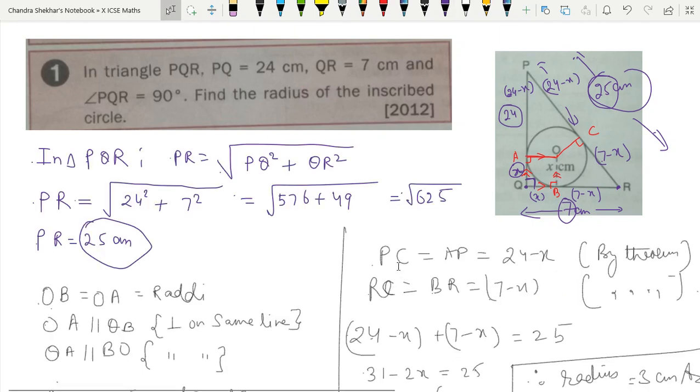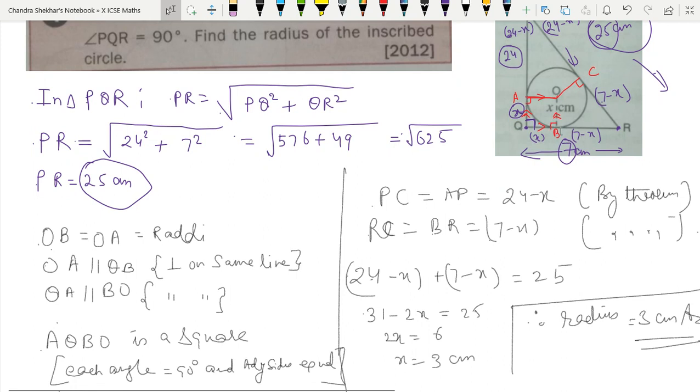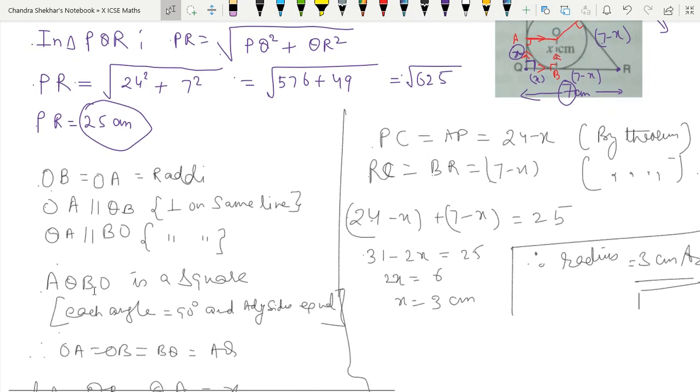See, whatever I said is written now here. We can find PR using this Pythagoras theorem. We got 25 centimeter. We know that OA and OB are radii, and also that AQ and OB are parallel to each other because they are perpendicular. So it's a parallelogram. Then AQBO is a square because each angle is 90 degrees and adjacent sides are equal. That is, OA is equal to OB. So this is why it is a square.